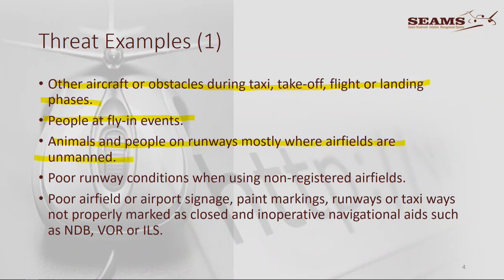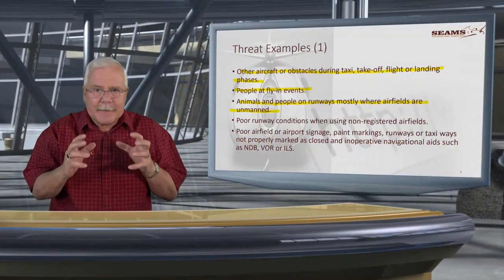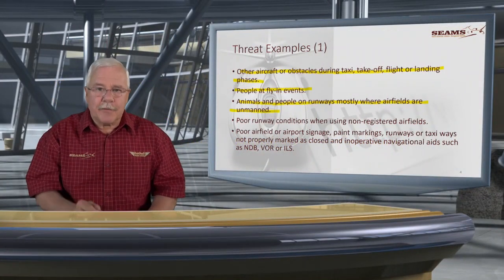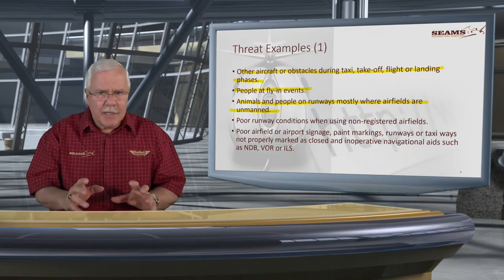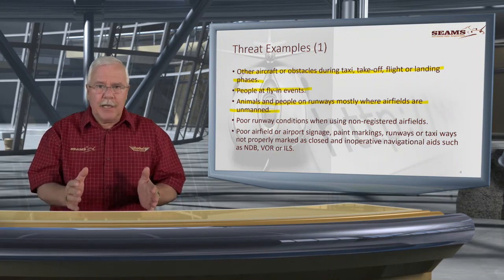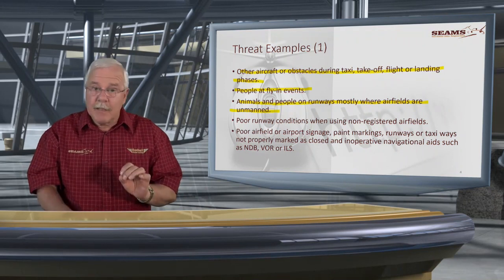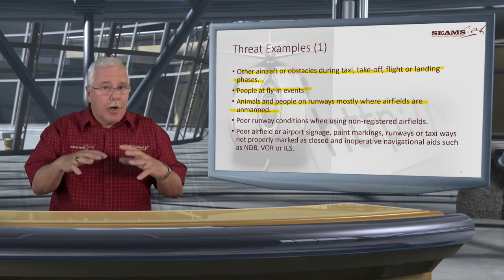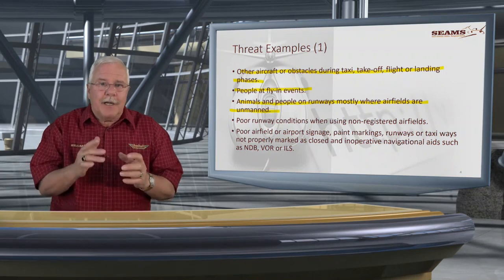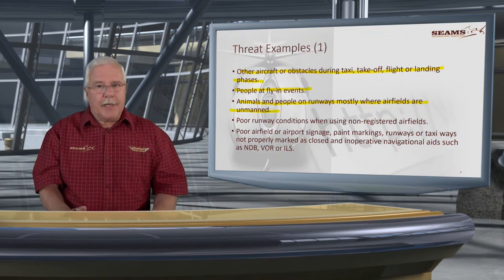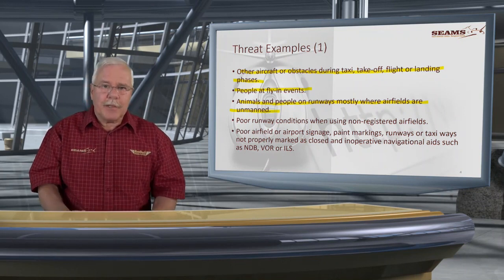Okay, animals and people on the runways. Now, this is normally where there are unmanned airfields, and that is exactly where most of us operate. If you're in the airline, you're pretty okay because you're in a controlled environment. There may be runway incursions, but you've got a whole team to look after that, and if there's an incursion, to sort that out before it really affects you from a danger point of view.